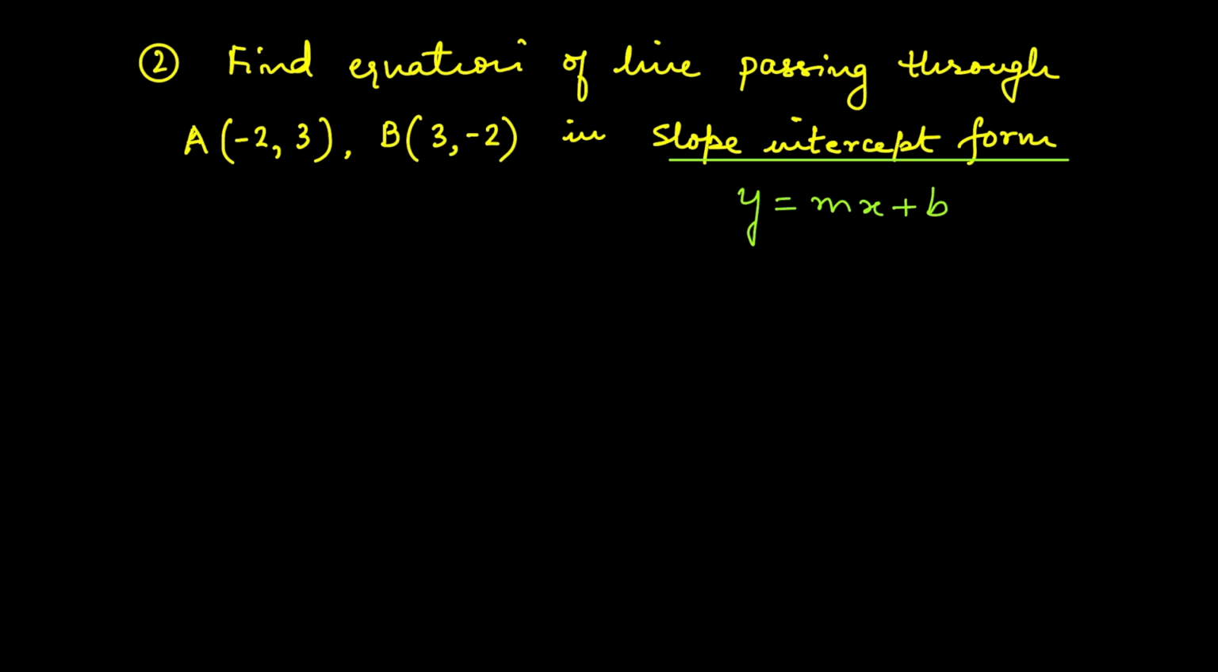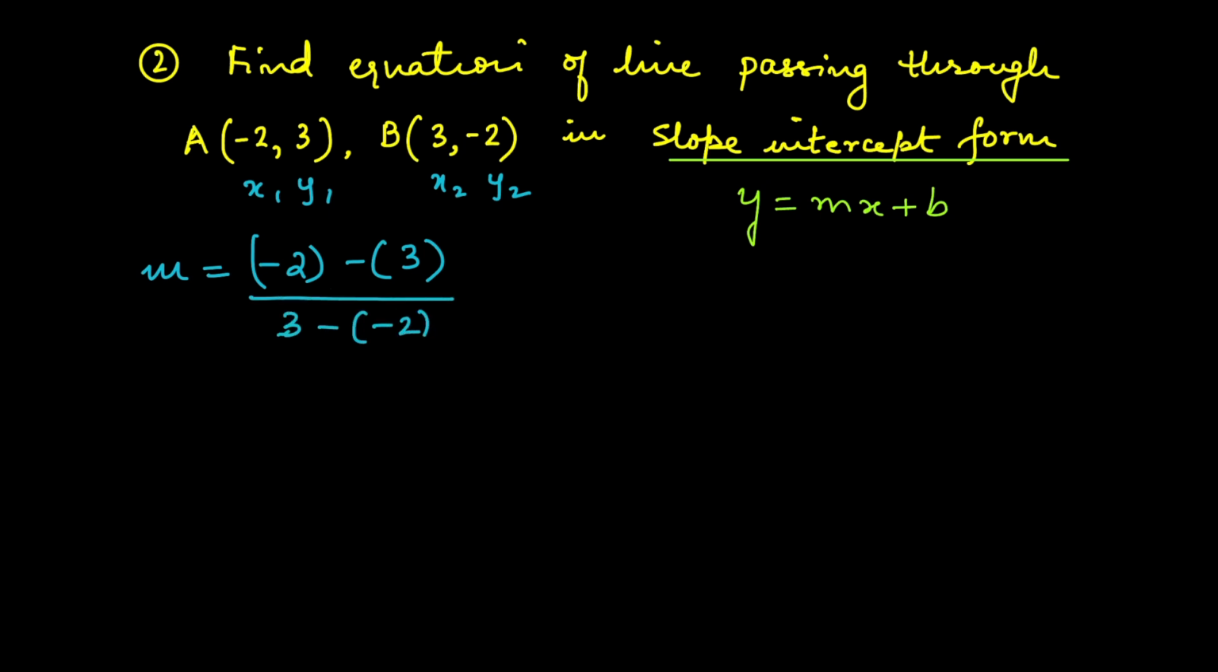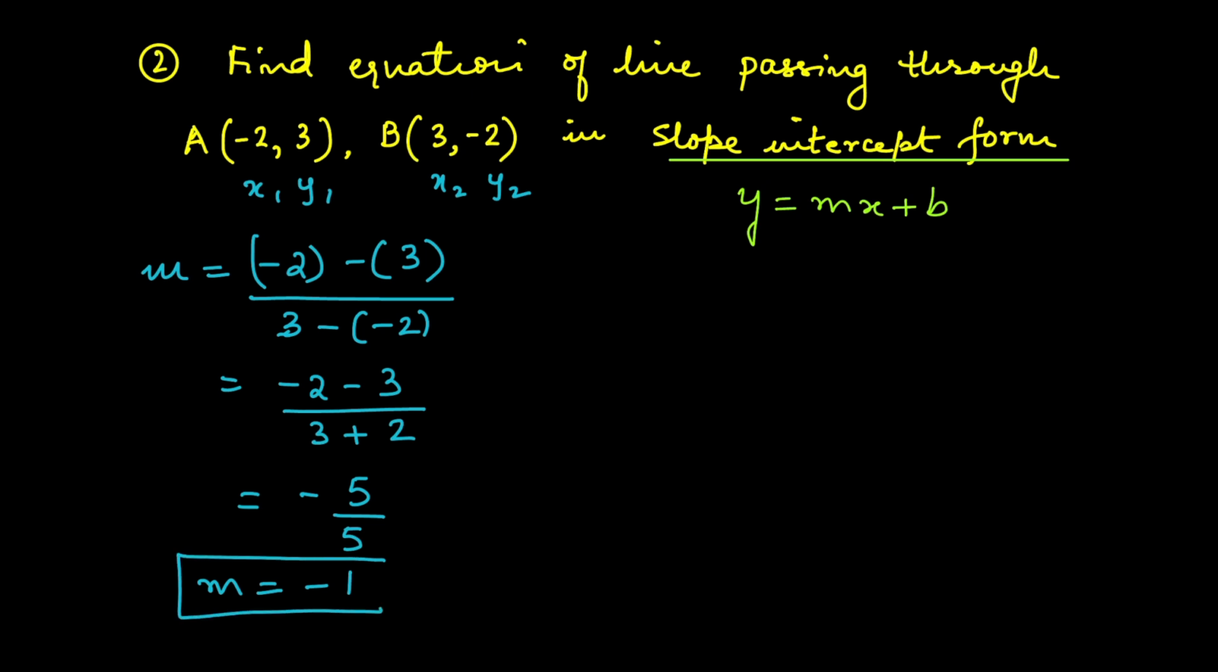Now coming to the next question. Again we have to find the equation of the line passing through the 2 points, but now it should be converted into the y equals mx plus b form. So we can start with the question: this will be x1 y1, this becomes x2 y2, and the first step is we'll find the slope. So it is y2 minus y1, so we write minus 2 minus 3 over 3 minus minus 2, which will be minus 2 minus 3 over 3 plus 2, which is minus 5 over 5, which is just minus 1. So this is the slope value which we will be using.